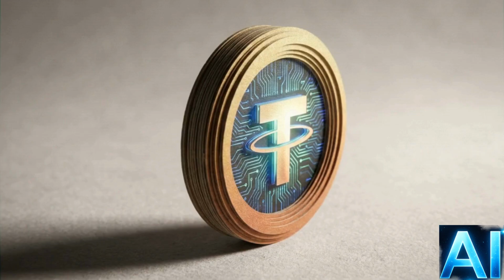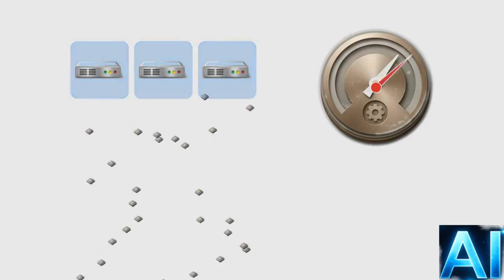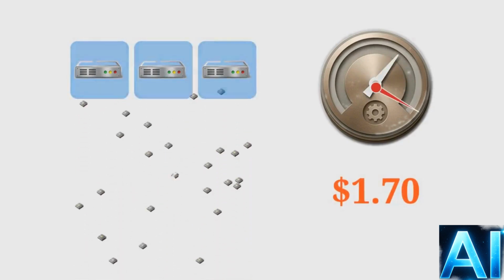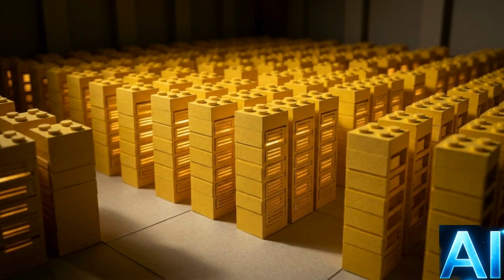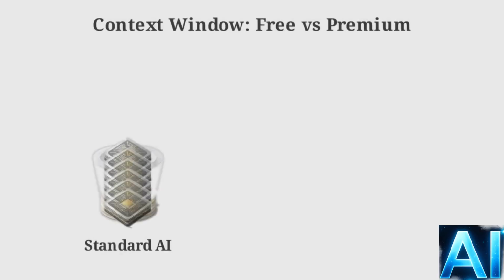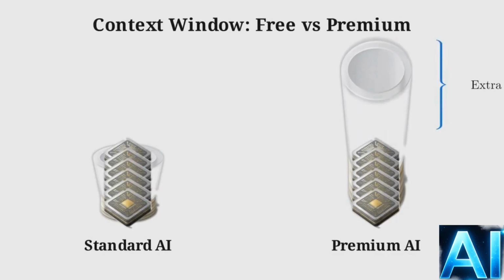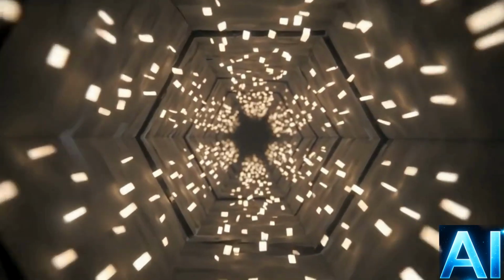Beyond memory, these tokens function as the fundamental currency of the AI industry. When you look at the pricing sheets for developers, you will see rates like $1.70 per 1 million tokens. Tech companies are literally billing based on how many digital Lego blocks their servers process. When everyday users pay for a premium subscription, like Plus or Pro, they aren't necessarily buying a smarter AI. They are mostly paying for a larger memory jar, allowing for a bigger context window.